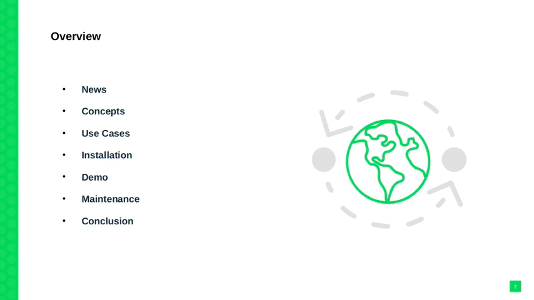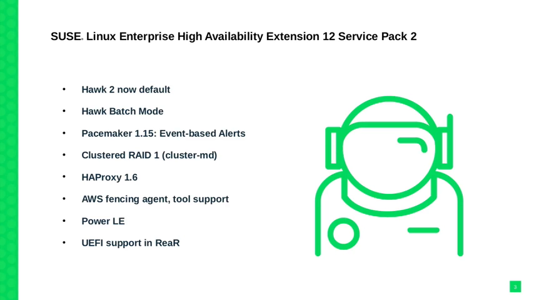Basically, I'm just going to skip over everything and go straight to the demo. I think that's probably the most interesting part. But to get a base grounding, these are some of the new features in Service Pack 2. If you haven't seen HA before, then none of this makes sense, so I'm just going to skip over that.